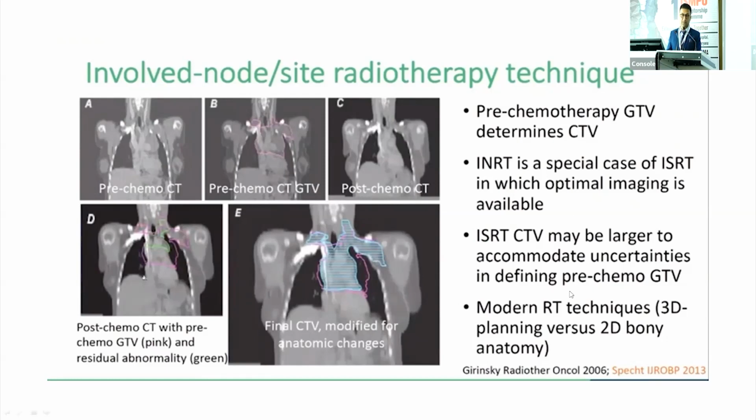Because of this, ISRT will also have slightly larger volumes than involved nodal RT, but you can really reduce your volumes by doing a PET in the treatment planning position, that is the diagnostic CT. Then you can really curtail to the tumor volumes.